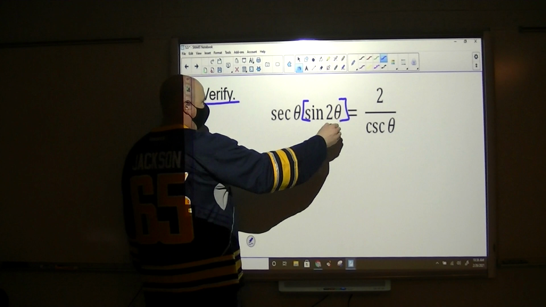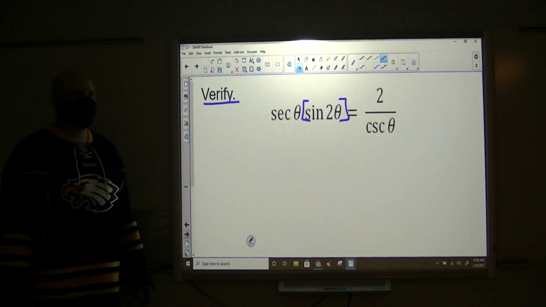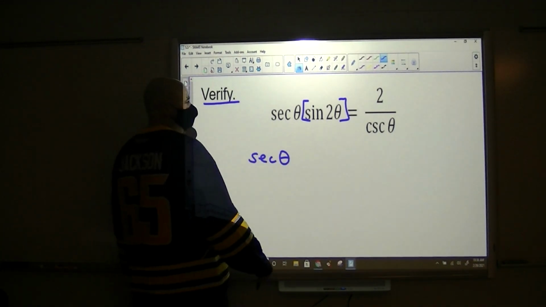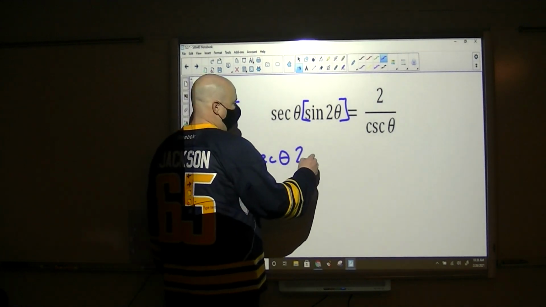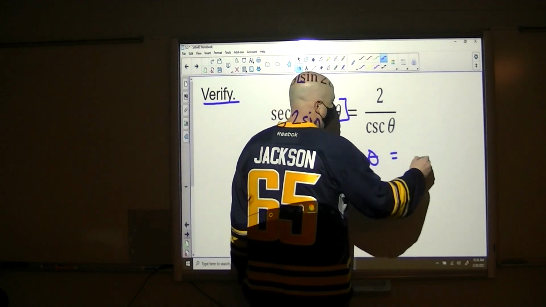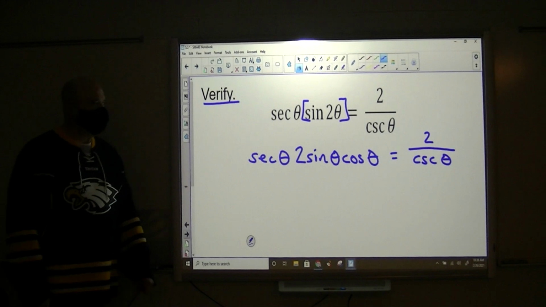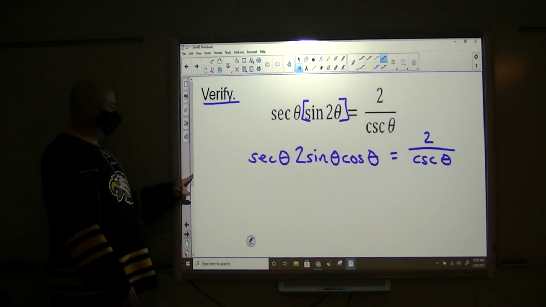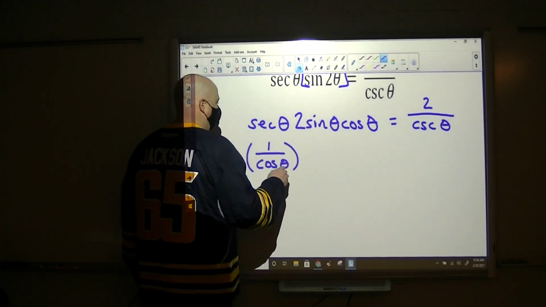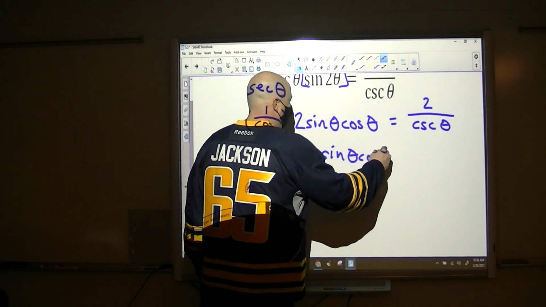So like here, we've got a double angle. Immediately, get rid of it, right? They serve no purpose in this problem, they just make things difficult. So sine of 2 theta is 2 sine theta cosine theta. And now since we've introduced sines and cosines to the problem, let's have everything in terms of sine and cosine. So this is 1 over cosine theta. This is 2 sine theta cosine theta, right?